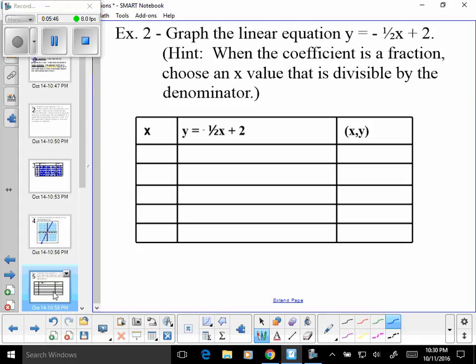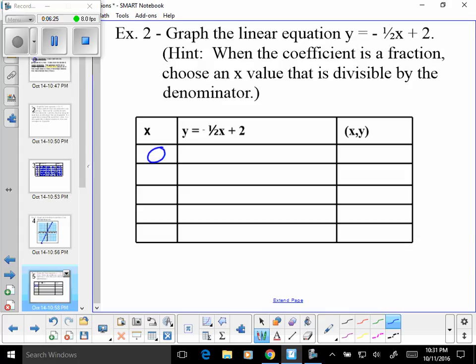Here's another table. This is a fairly typical equation, negative 1/2 x plus 2. You'll notice that the denominator here is 2. You're going to be multiplying by negative 1/2. That's the same thing as dividing by negative 2. So if you're wise, you will always choose a number that is a multiple of that denominator. So in this case, I'm going to pick multiples of 2. If it had been negative 1/3, then I would have picked multiples of 3. If it would have been negative 1/4, I would have picked multiples of 4.